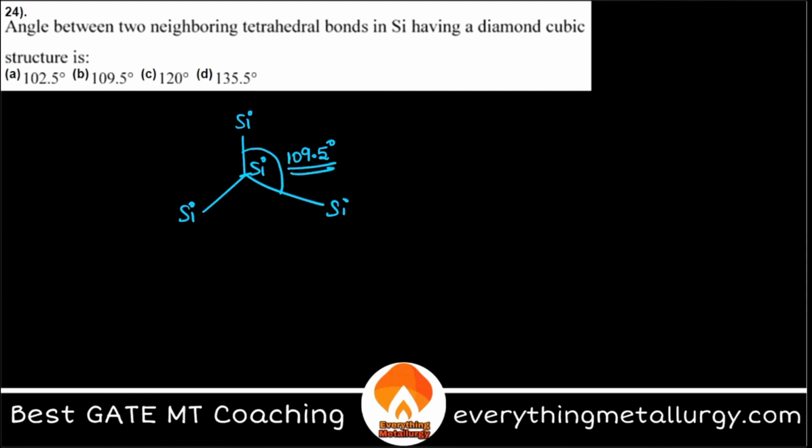Okay, so you can directly see that even if it is in a diamond cubic, or maybe with oxygen, it forms SiO2, right? So even there you see that the tetragonal bonds where silicon is involved are at 109.5 degrees, right?